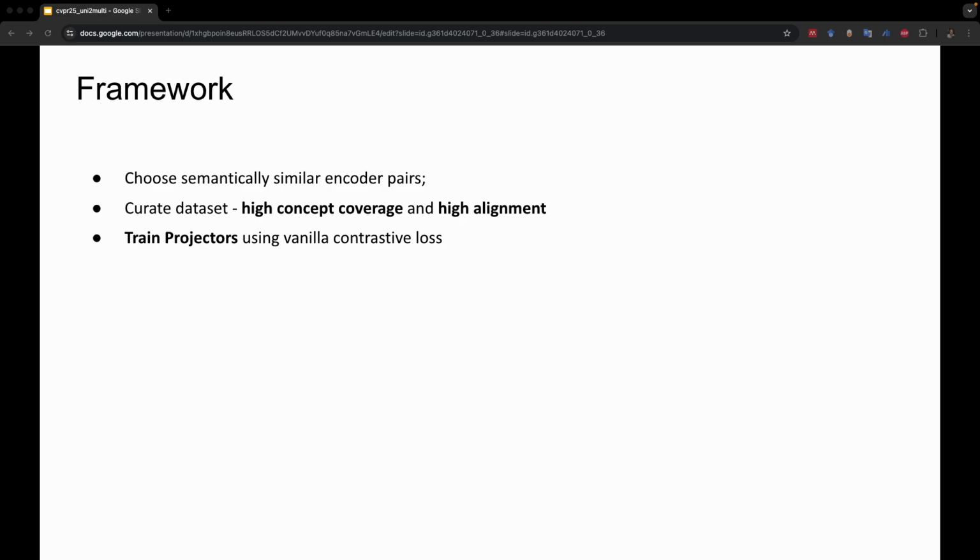Building on these insights, we propose a simple framework for efficient multimodal alignment. First, we pick semantically similar vision and language encoders. Then we curate a concept-rich dataset with high-quality image and caption pairs. Finally, we train lightweight projectors using a standard contrastive loss. That's it. No fine-tuning of the encoders, just aligning their latent spaces.